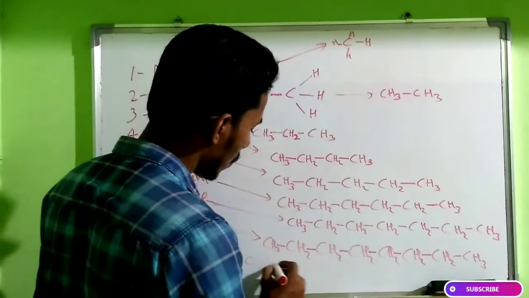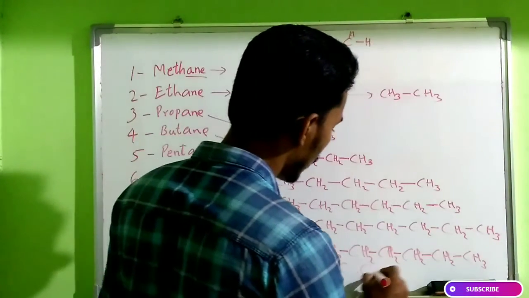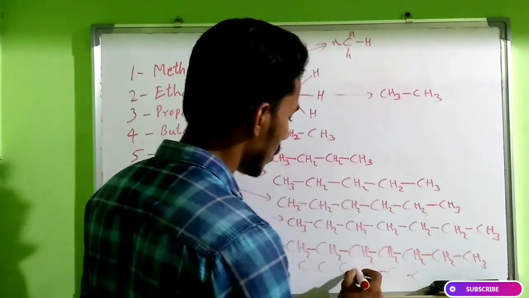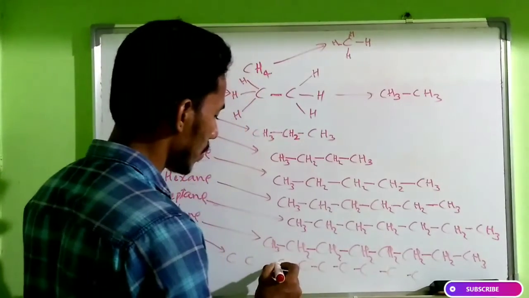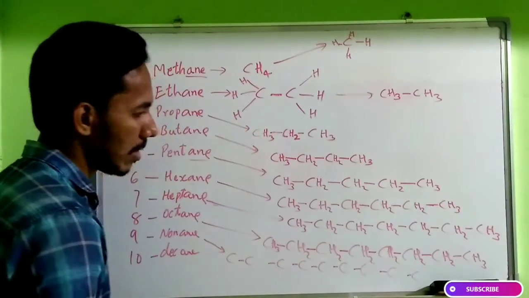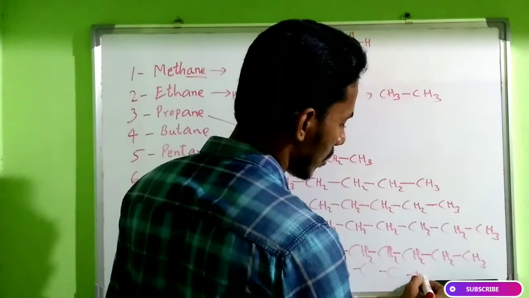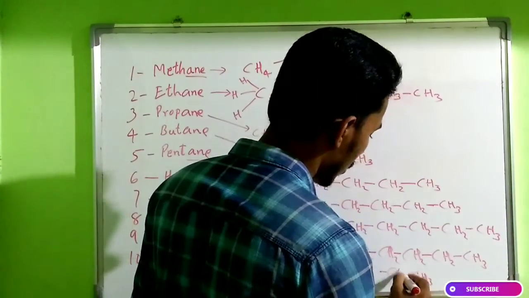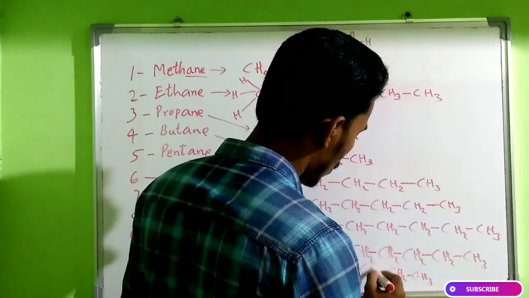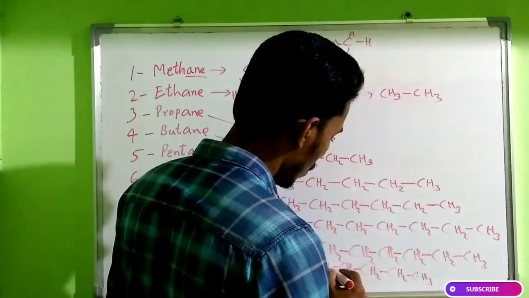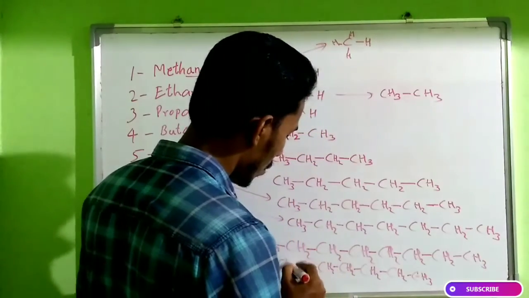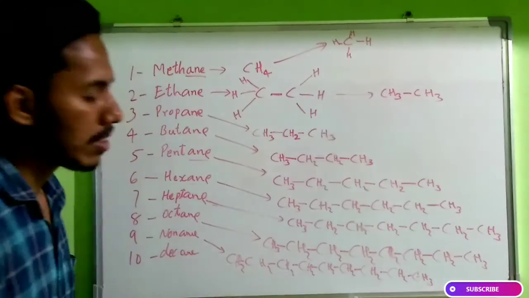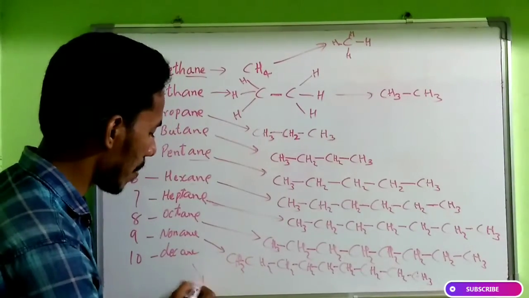Then 9, nonane. 1, 2, 3, 4, 5, 6, 7, 8, 9. ANE, only single bonds. Then fill the other valencies. 1 is here, so 3 left. Then 2, 2, 2, 2, 2, 2, 2, 3. This is nonane.